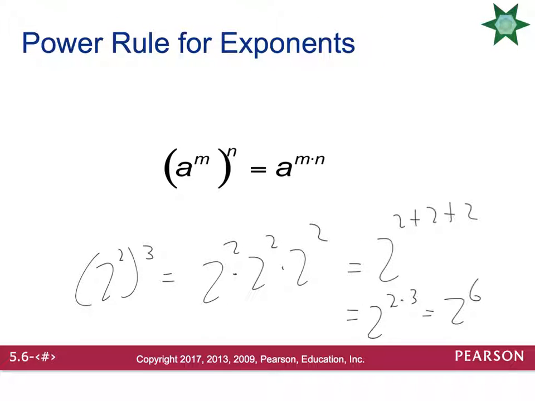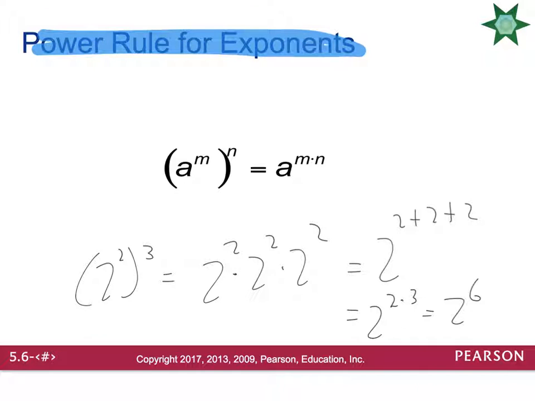Now let's look at the power rule for exponents. That is where we're taking an exponent to another exponent. So in this case we're taking a to the mth power to the nth power. So let's look at 2 squared to the third power. Now we have 2 squared in parentheses, which means this is our base. 2 squared, and we're going to multiply it 3 times. So we're going to say 2 squared times 2 squared times 2 squared. That's where the 3 comes from, we're multiplying it 3 times.